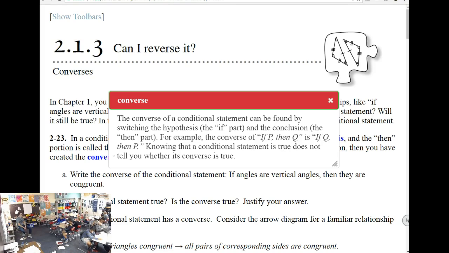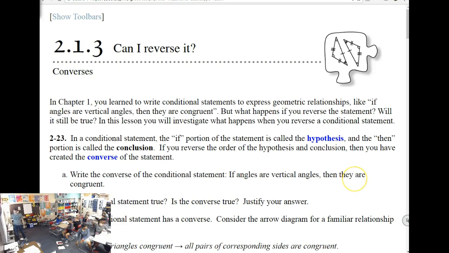A converse is just flip it. So, in if-then statements, we have a hypothesis and a conclusion, right? If two lines are parallel, then alternate interior angles are congruent, or like the if and then the then. So, to make a converse, if you have if P then Q, you flip it and you say if Q then P.